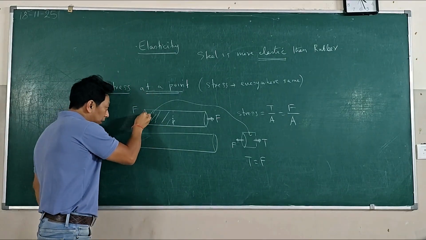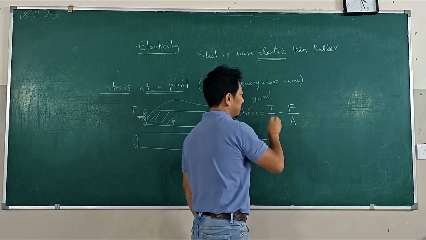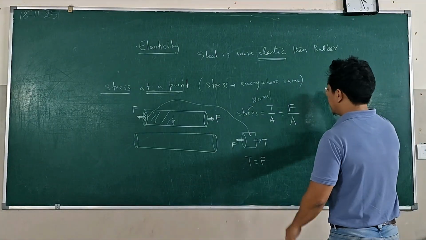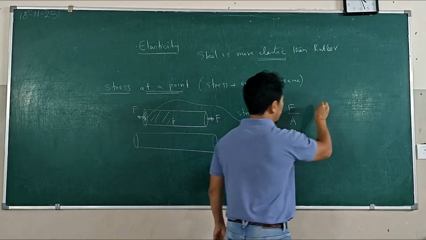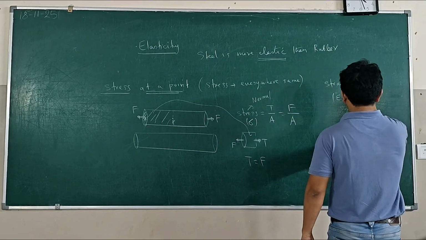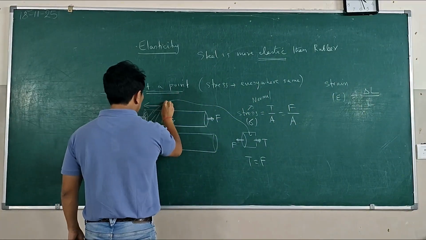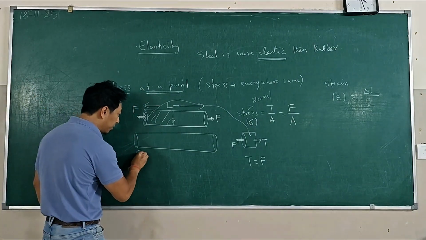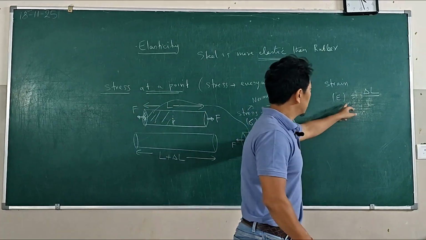Since this force is perpendicular to the surface, people also call this normal stress. Perpendicular to the surface, right? Then here, this is stress, symbol we write sigma. Strain is defined in this example as change in length by original length. So this original length when no forces were applied was L. After you apply forces and equilibrium has reached, the length is L plus delta L. So this is your strain.